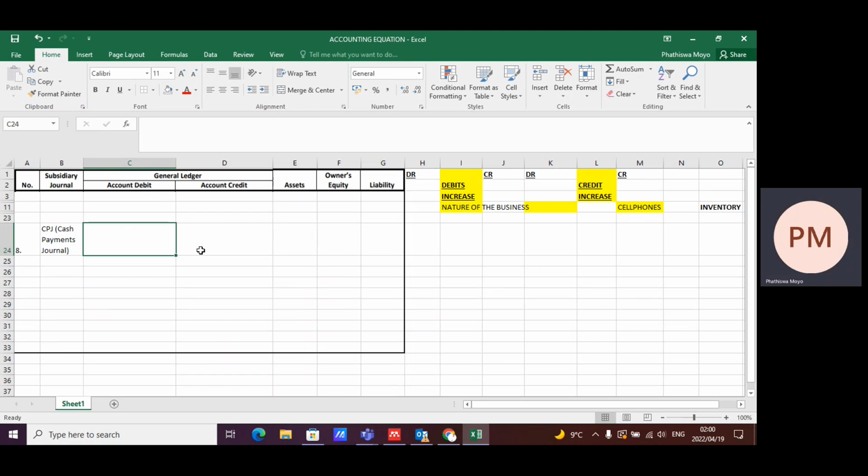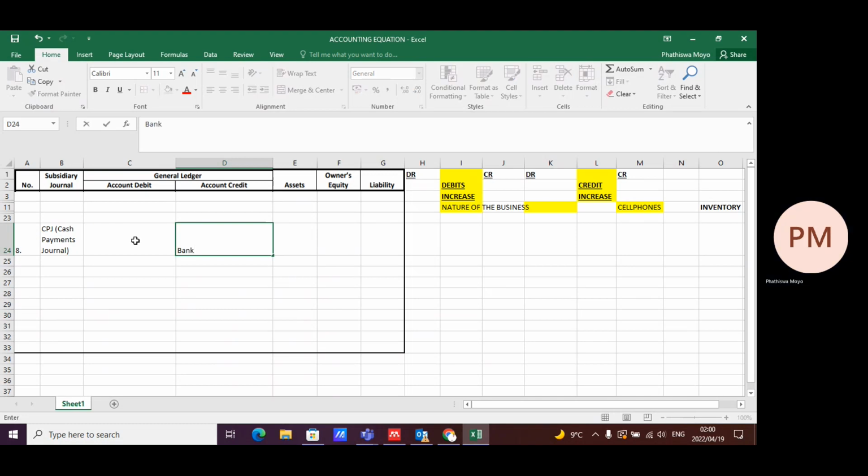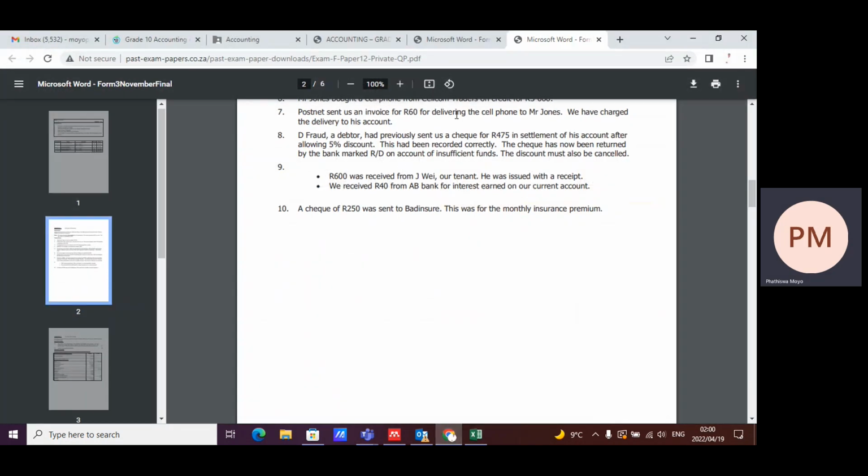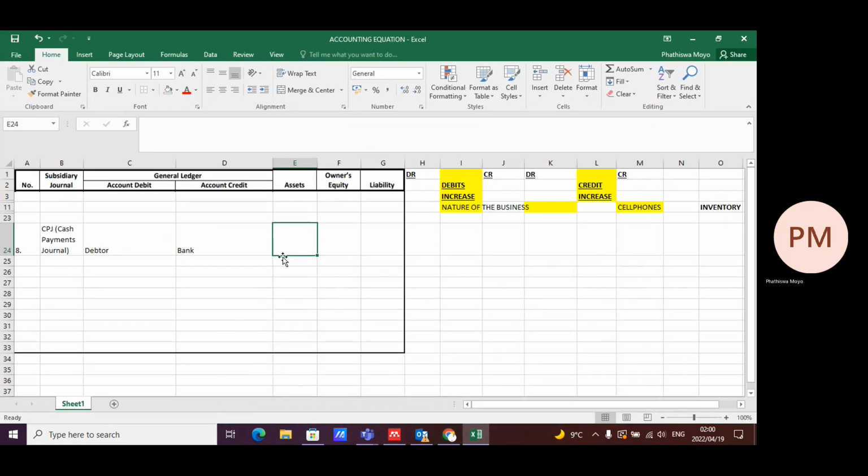So we received money, so we recorded it as a CRJ that the bank has received money. Now, the bank doesn't have money anymore because the check bounced. What do we have? It's a debtor. Now, I'm very careful to qualify that. Now, assuming that the 475 was after the 5% was taken.